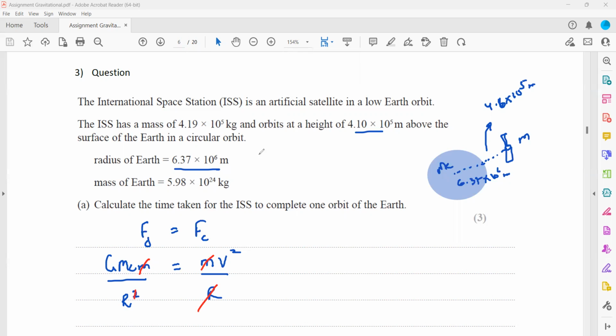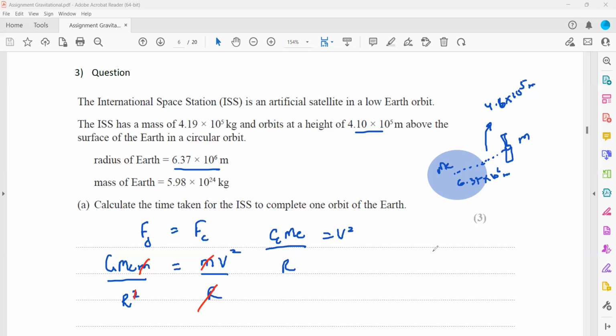So what are we left with? We are left with G into mass of Earth divided by R, equals V square. This is not the radius of Earth, it's the distance between the center of the Earth to the center of mass of the satellite, which is R. So first we'll work out at what speed it is moving.